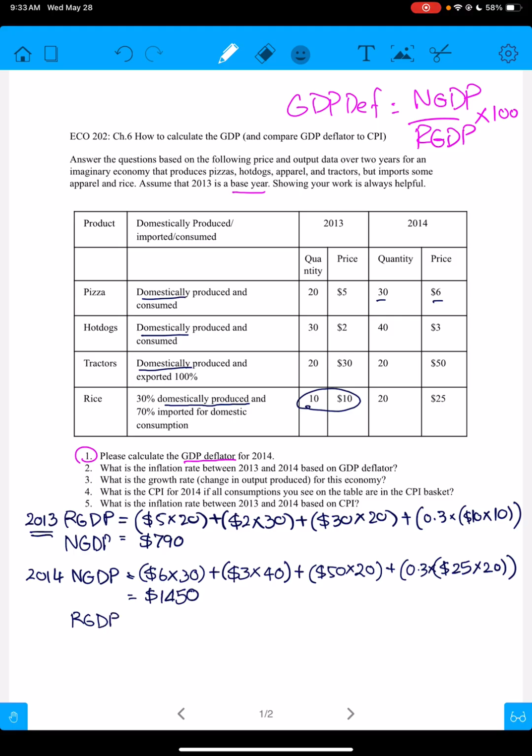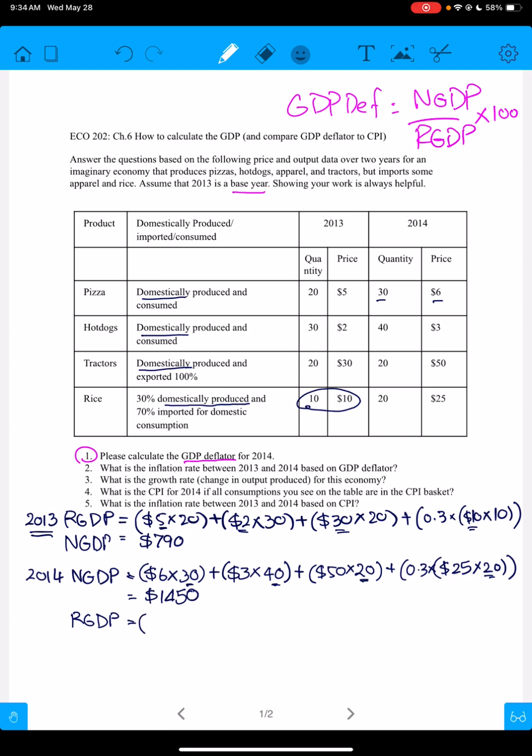What is the real GDP? Real GDP means we use the price of the base year. Okay, I'm underlining all the prices in the base year. And then use the quantity of the current year because quantity is allowed to change. That is how we identify economic growth. It's all about the output.